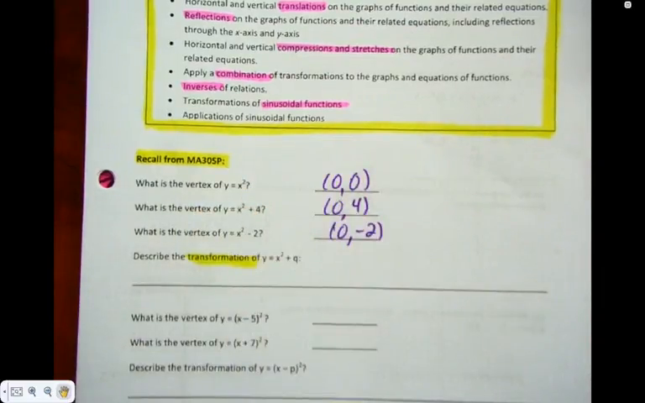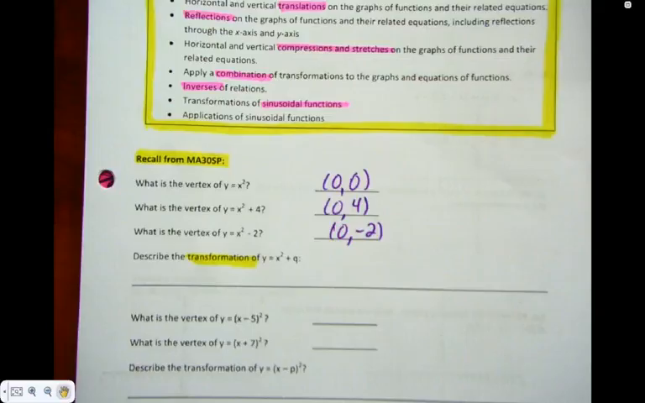Transformation just means a change. And what we've done is we've changed the graph by adding that number. What did we do to the picture if it was at 0, 0 and now it's at 0, 4? What did we do to it? Yeah, we moved it up. And what did we do to it if it's at 0 minus 2? We dropped it down.